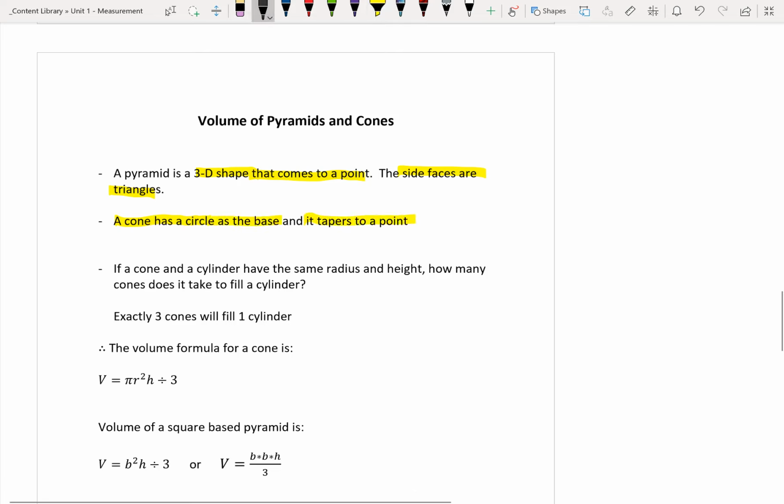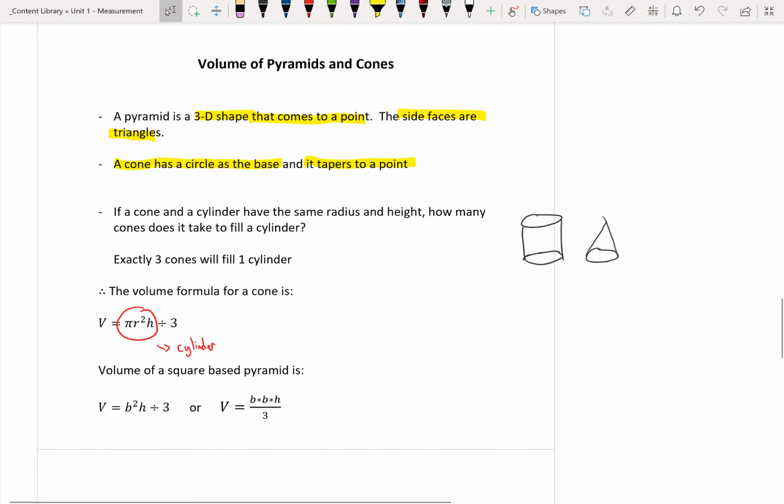So if we were to imagine a cylinder, think of a pop can, and if we were to imagine a cone that had the same dimensions as our cylinder, if we wanted to figure out how many cones we could use to fill up that cylinder, we would see that exactly 3 cones will fill a cylinder of similar dimensions. And we can see that relationship in our formula for the volume of a cone, as we can see our cylinder formula, and then we just take that and divide it by 3.